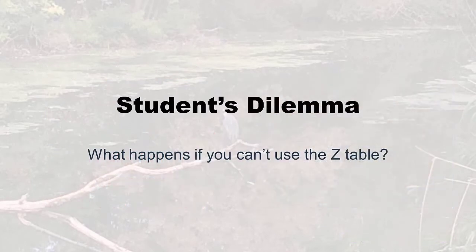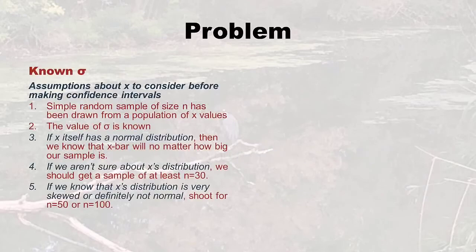Okay, the reason I'm using a very serious tone of voice is because this is a serious issue. What happens if you can't use the Z table? So I'm going to tell you about student's dilemma. Now, student wasn't really a student, okay? That's just a nickname for a guy who was having a political issue, so he couldn't use his real name, right? So I'll get to that in a moment.